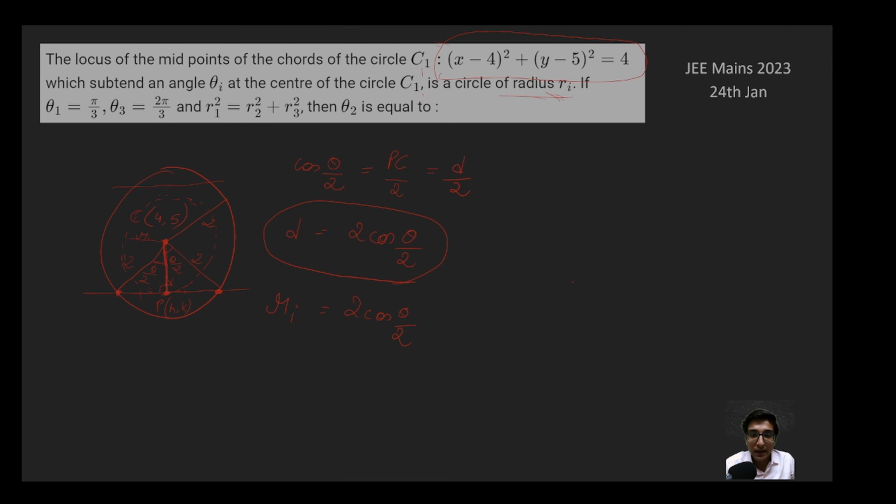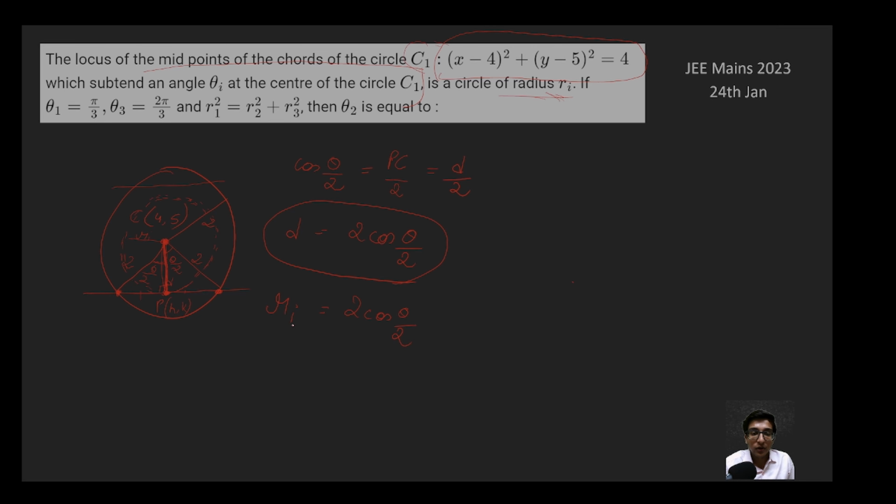They have told us that the locus of midpoints of the chords is a circle of radius Ri. So what is our locus of midpoint of chord? That is our point P, and each and every chord would be lying, of course, inside the circle. So the circle of radius Ri would be lying inside the circle as well, and their center would again be nothing but (4, 5), and this distance D that we just called out would be our Ri radius.